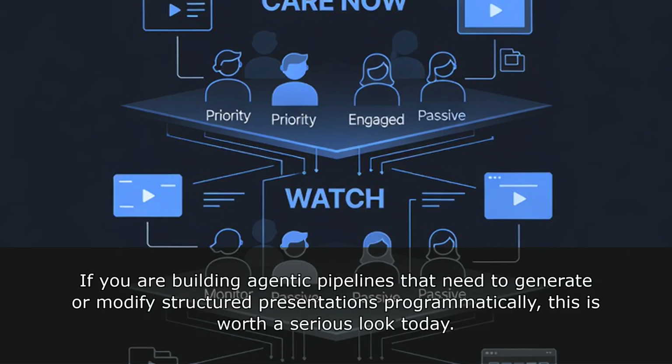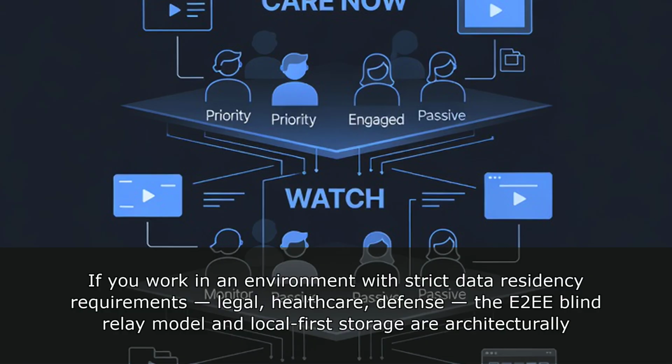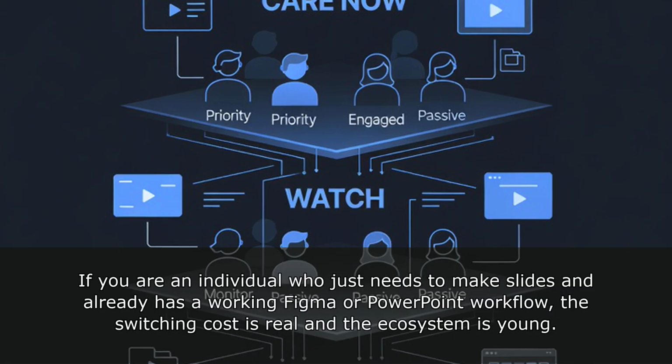If you are building agentic pipelines that need to generate or modify structured presentations programmatically, this is worth a serious look today. A plaintext JSON document model with an explicit AI skill interface is a much cleaner integration surface than scraping a SaaS API or shelling out to a headless browser. If you work in an environment with strict data residency requirements, legal, healthcare, defense, the E2EE blind relay model and local first storage are architecturally aligned with your threat model in a way most SaaS tools are not.